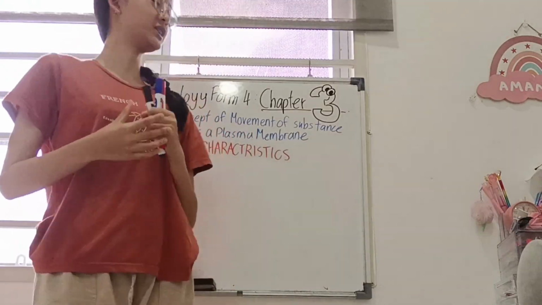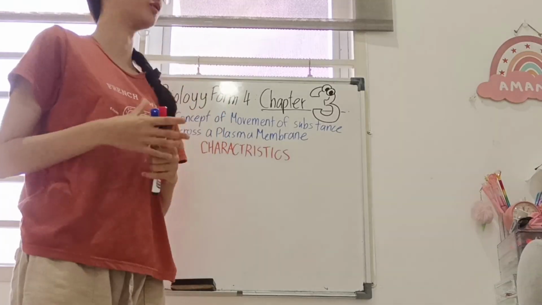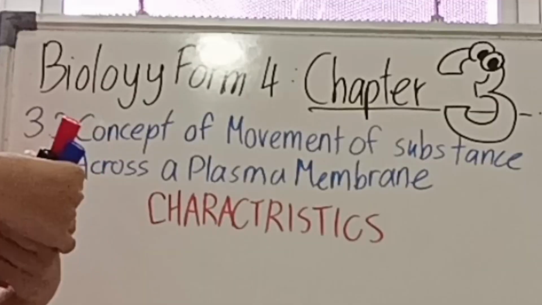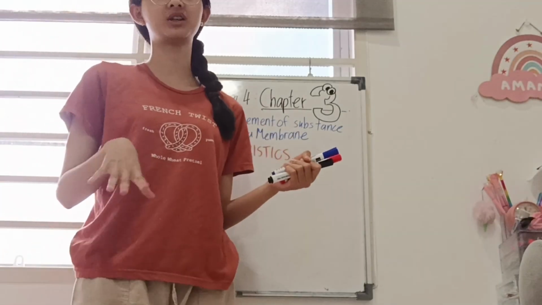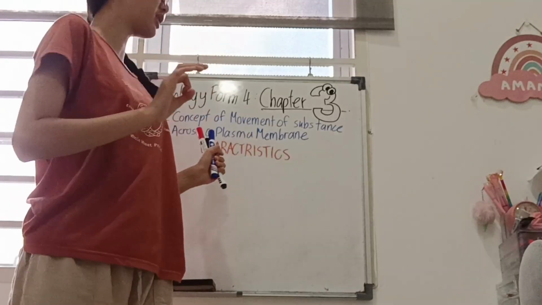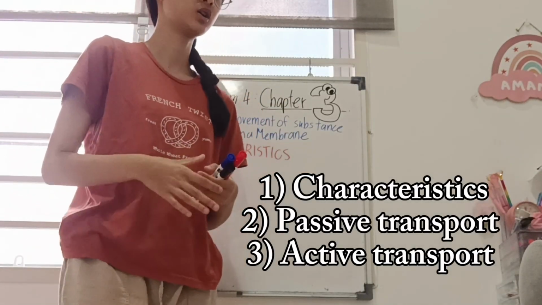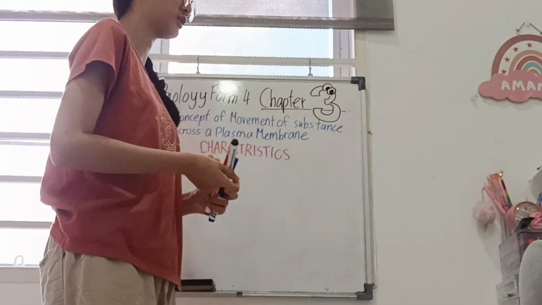Today I will be teaching Biology Form 4 Chapter 3 about plasma membrane, subtopic 3.2, the concept of movement of substances across a plasma membrane. So in this subtopic we will learn three things, which are the characteristics, passive transport and active transport. Okay, so we will go into characteristics first.